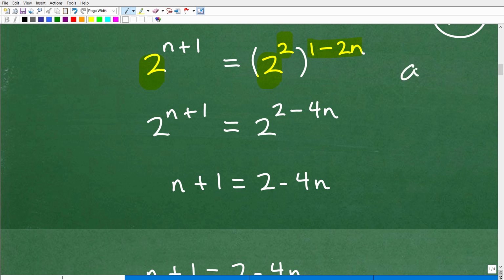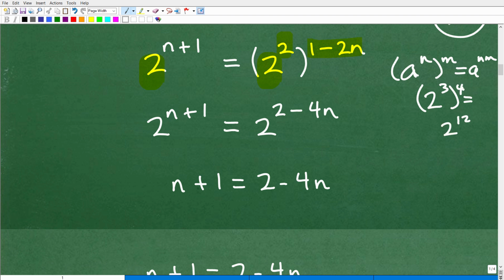Remember, we have a property. It's basically a to the n to the m, where you have an outside exponent. Let me just show you here. 2 cubed to the 4th. This is a to the nm. I really should finish that for you. So 2 cubed to the 4th power is equal to 2 to the 12th. So we multiply that outside exponent to that inside exponent. So here, we're going to take that 1 minus 2n and multiply it by 2, or 2 times this 1 minus 2n, and that's going to give us 2 minus 4n on this exponential expression right here.